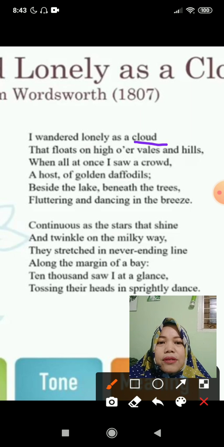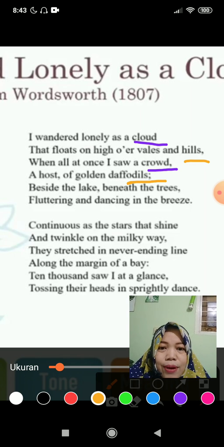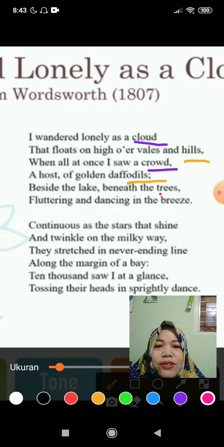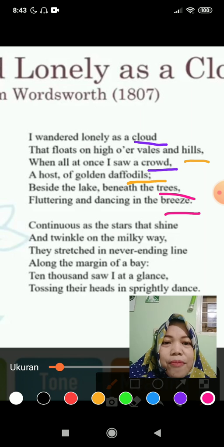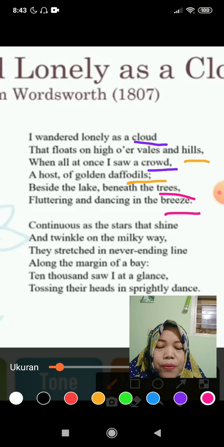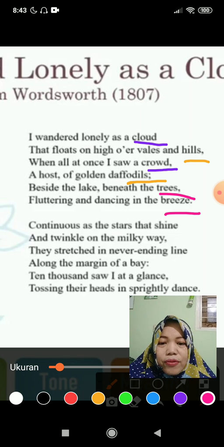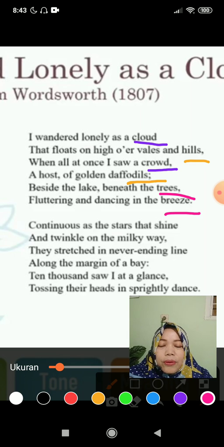This is cloud and then crowd. This is the same one. And for this one, hills and then daffodils, it is ending with the same sound. And the last one is trees and then breeze. That will be the same one because they end with the same sound. And for English poems, if we would like to identify the rhyme, we start with cloud.